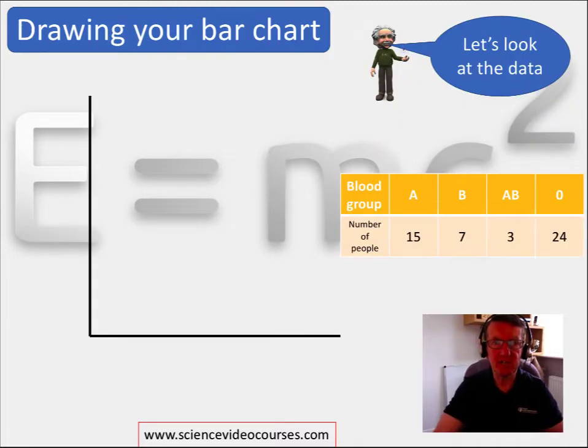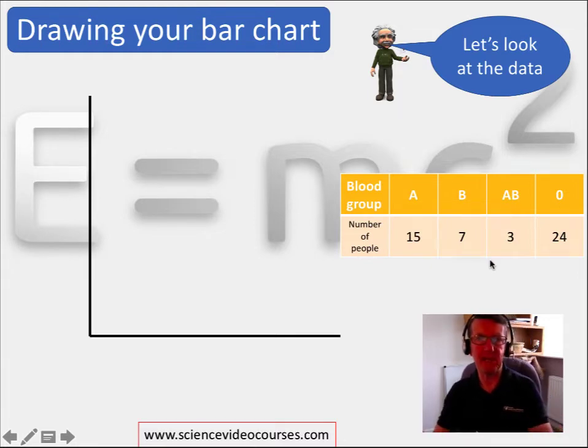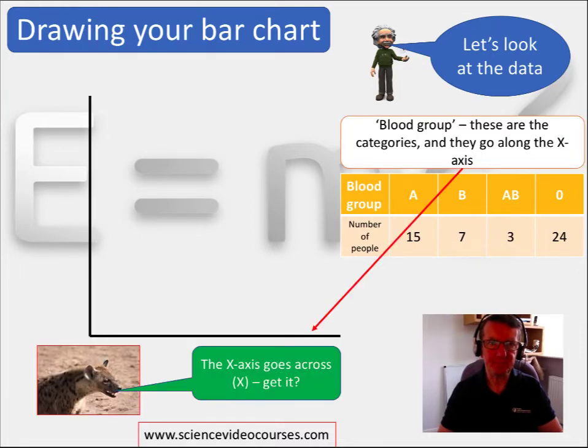Now, this is a study done of a group of people looking at their blood group. So 15 were blood group A, 7 were blood group B, 3 blood group AB and 24 blood group O. Now, this is perfect data for a bar chart. It's what we call non-continuous. You know, your A, B, AB or O. There's nothing in between. This is non-continuous data. It's categorical and it's brilliant. So we can draw a bar chart.